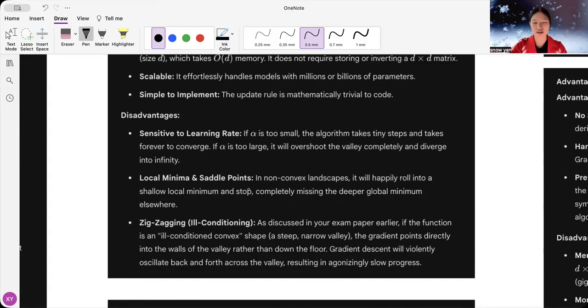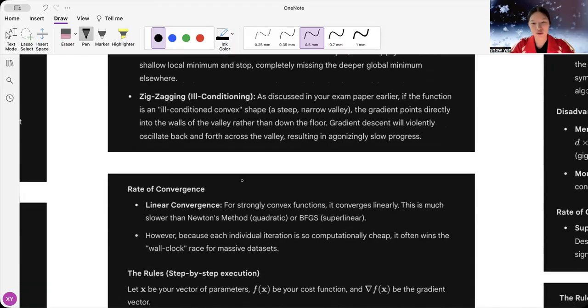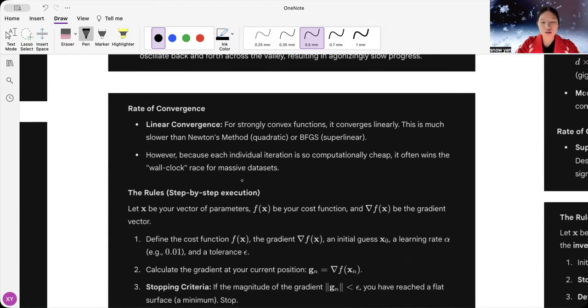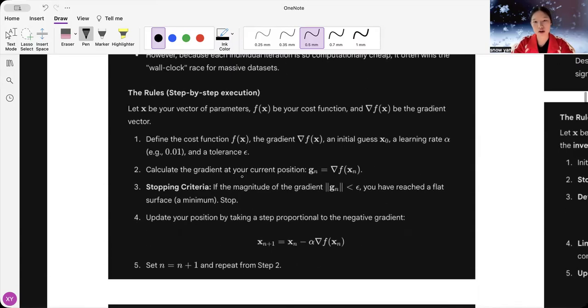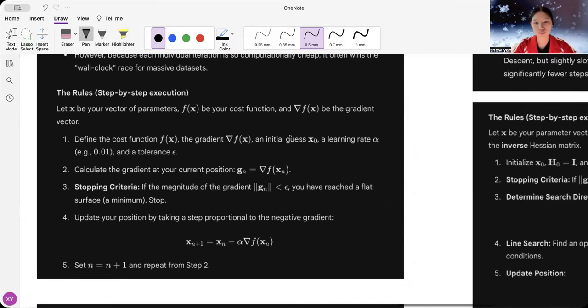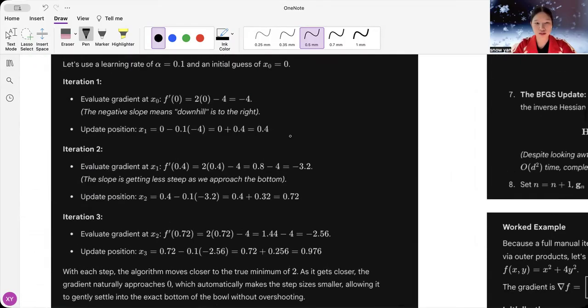But it could do poorly where the functions are weird, because it's not really smart and doesn't take account of those things. For instance, at saddle points or shallow local minima, it could miss the deeper global ones. It could also zigzag in ill-conditioned cases where the shape is really weird and it just takes the gradient at a point, but that can vary a lot, so it could oscillate back and forth. So it's linear convergence. This is the function and an example of it.